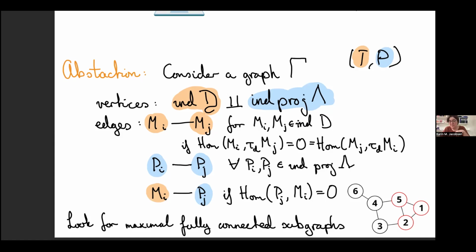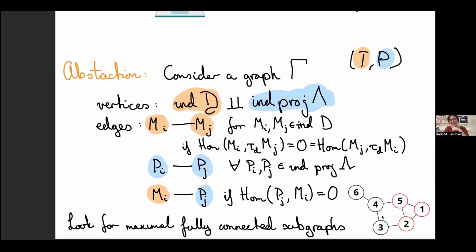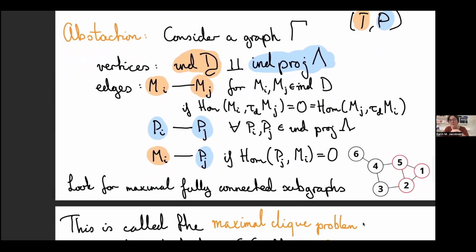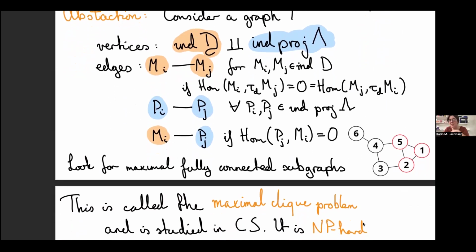And since it's fully connected, that actually means that all the vertices, if I look back to the modules, the indecomposable modules, are compatible. And if it's maximal, I can't add any other indecomposable. So maximal fully connected subgraphs actually correspond to maximal tau d rigid pairs. And it turns out finding these, they're not actually called maximal fully connected subgraphs, they are called maximal cliques. And computer scientists have studied this.